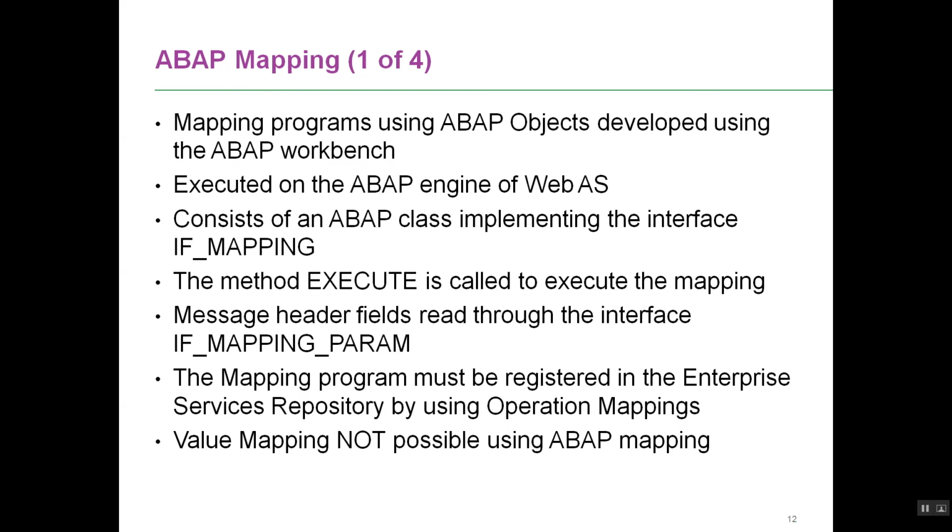Java mappings, XSLT mapping, and graphical mapping run on the Java stack of PI. So Java mapping, XSLT mapping, and graphical mapping are supported on all versions of PI and PO, whereas ABAP mappings run only on the ABAP stack, and hence ABAP mapping only works on the dual stack of PI. Like Java mapping, ABAP mapping also needs to implement an interface. The interface name is IF_MAPPING. And the method it has to execute is called execute.